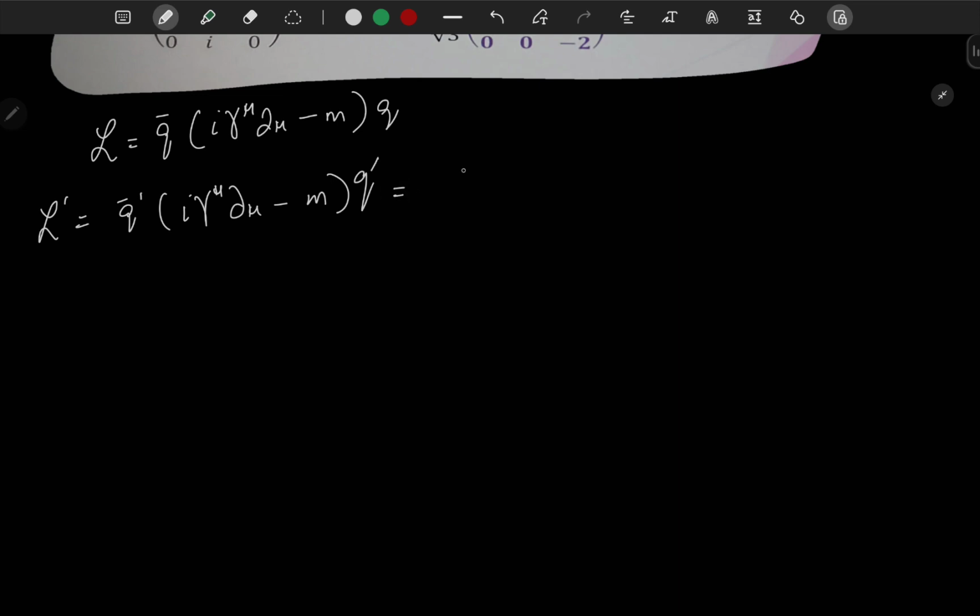So yeah, let's write it here. So Q bar transforms like U dagger Q bar, and then I can write iota gamma mu d mu minus m. Let's write Q here and U here. Q prime transforms as U Q bar.